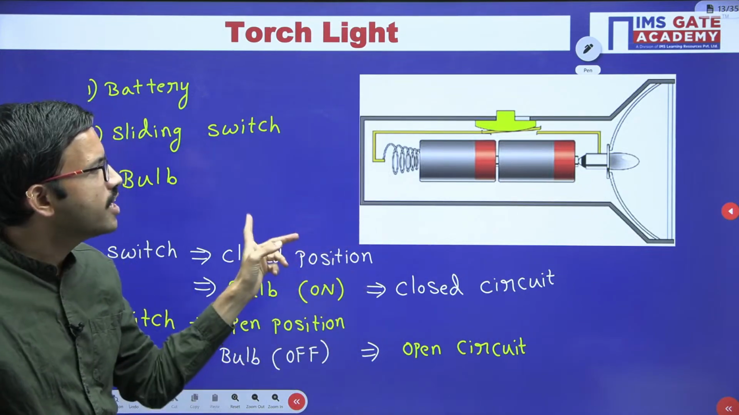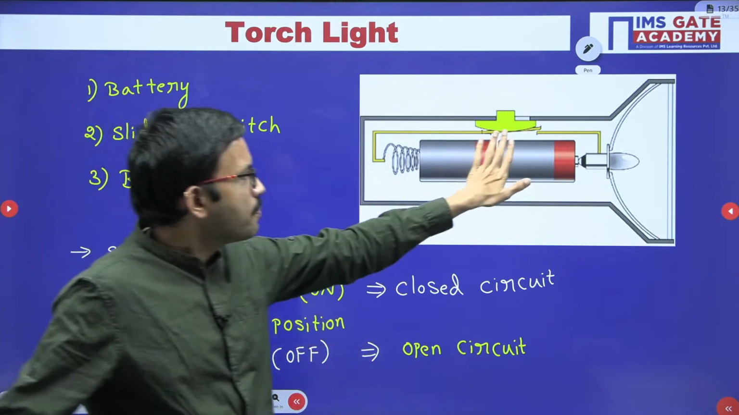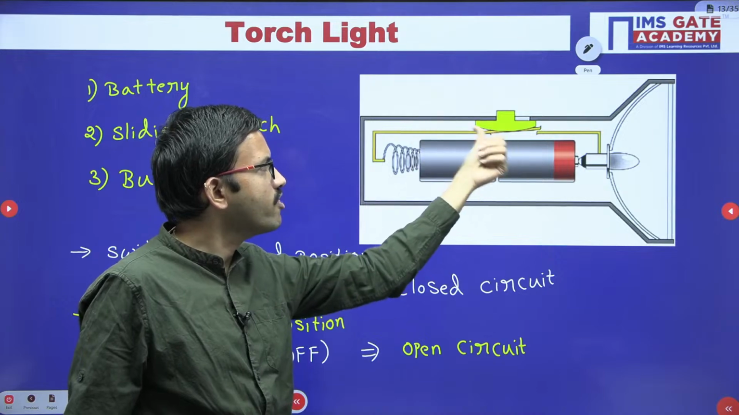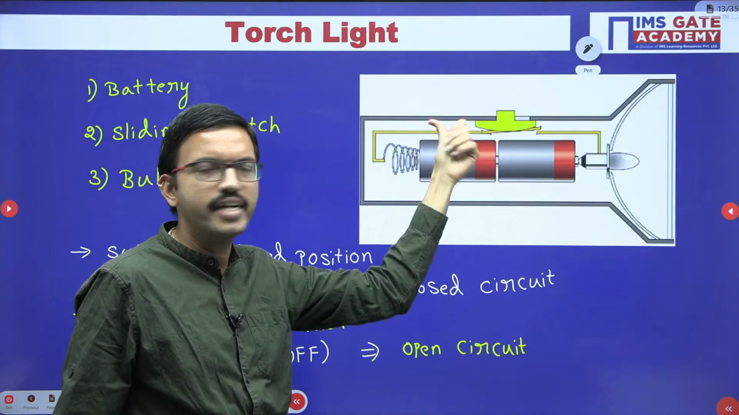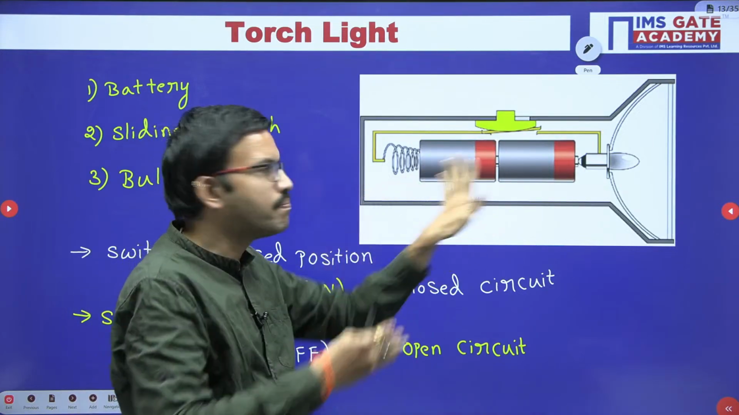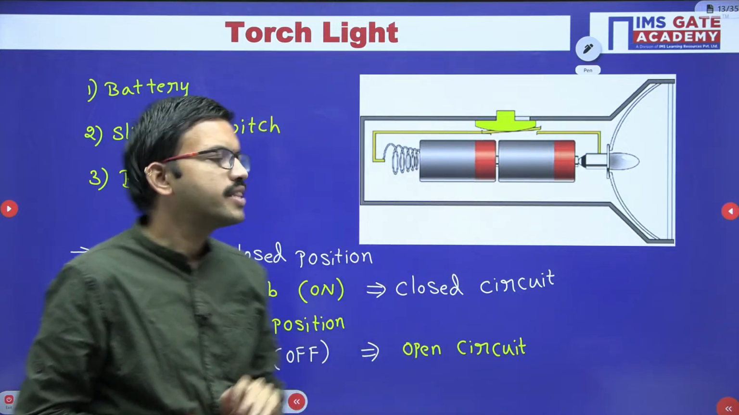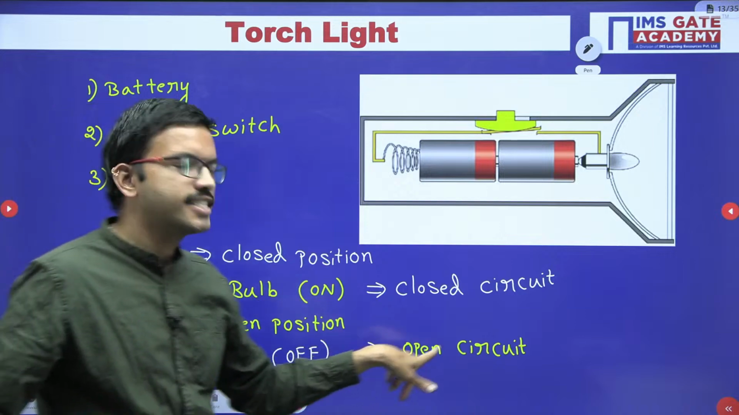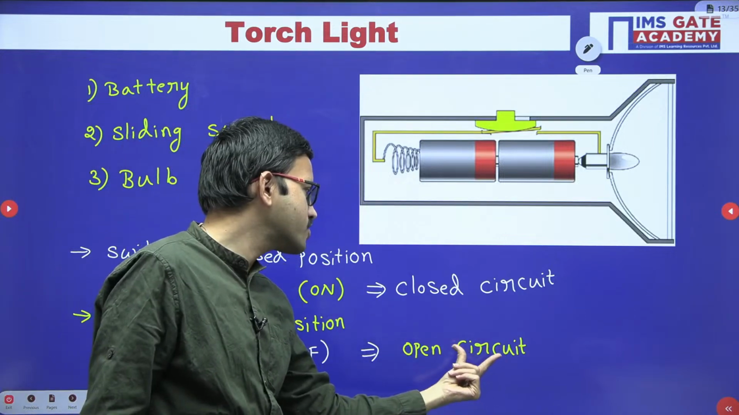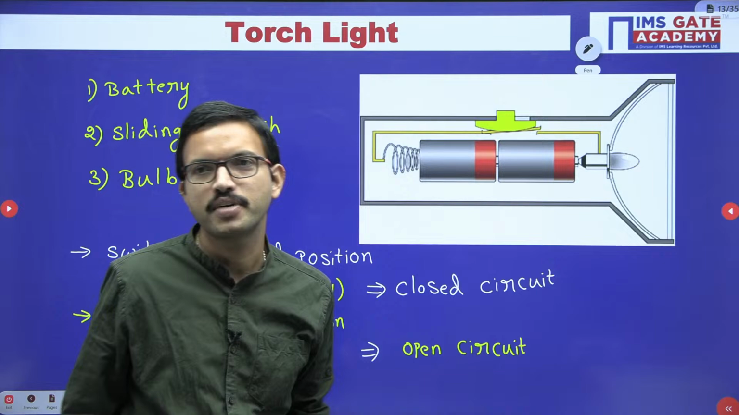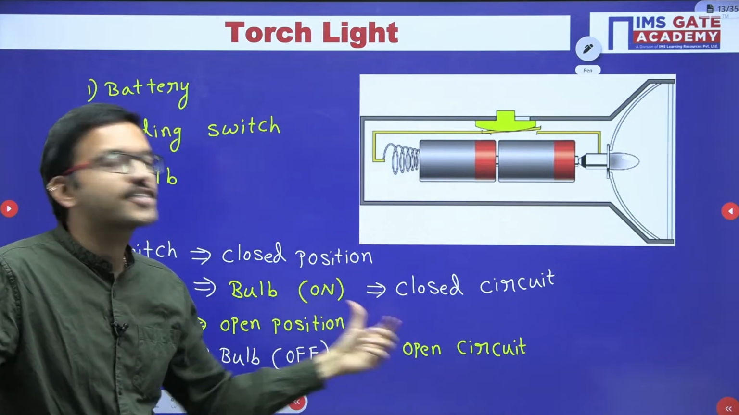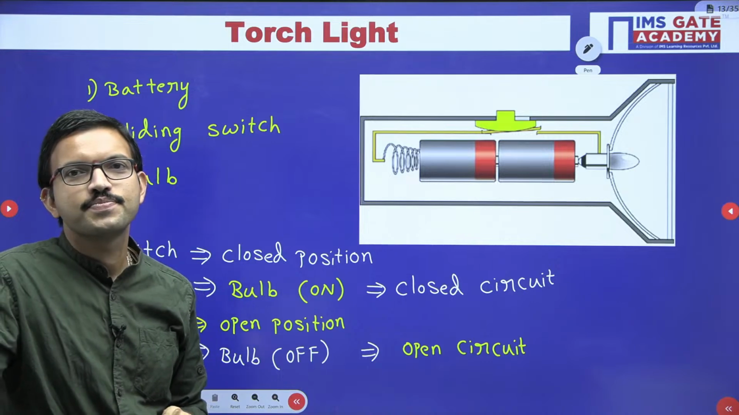Now what about the other case? With the help of the sliding switch, when we move it towards the opposite side, then we are disconnecting the battery and bulb. At that time the bulb is off, but still we are calling it a circuit. But in front of circuit, I have put one name, open. So why are we still calling it a circuit? Any guess?